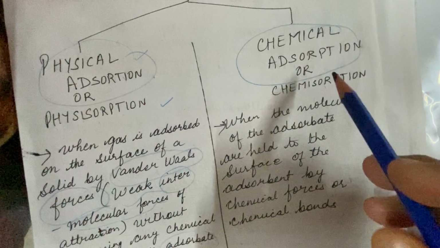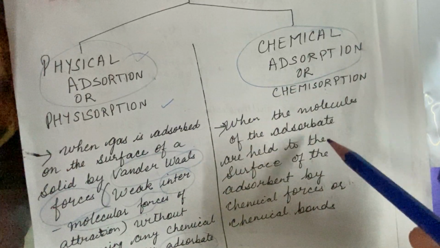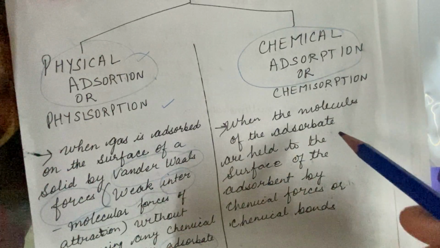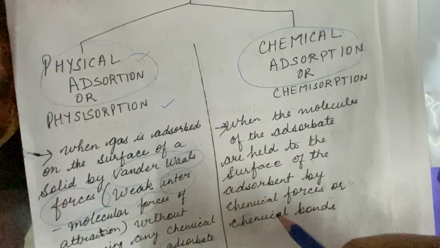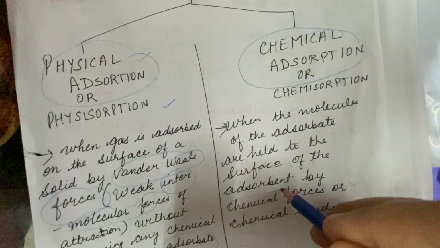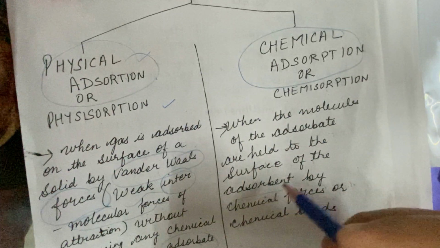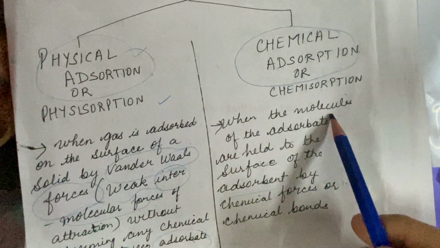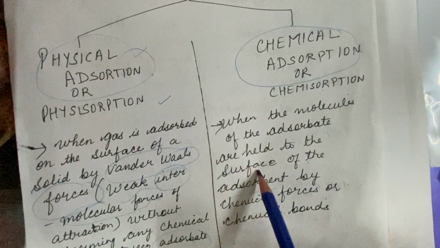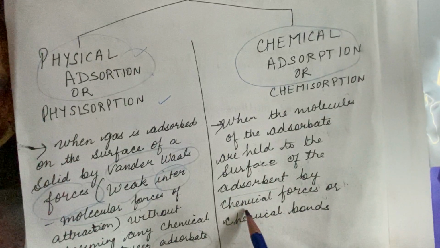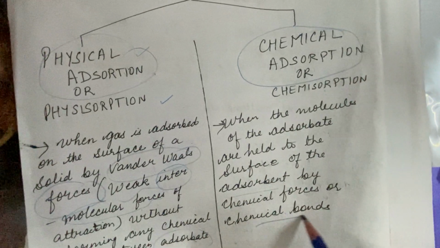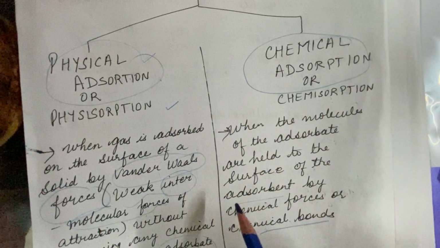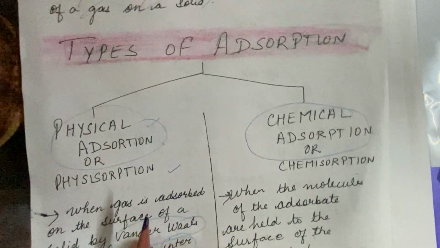In case of chemisorption, the molecules get adsorbed, but when they get adsorbed, they make chemical bonds with the surface of the adsorbent. So bond formation takes place in case of chemisorption. So I have written here, when the molecules of the adsorbate are held to the surface of the adsorbent by chemical forces or chemical bonds, then your adsorption is known as chemisorption or chemical adsorption.